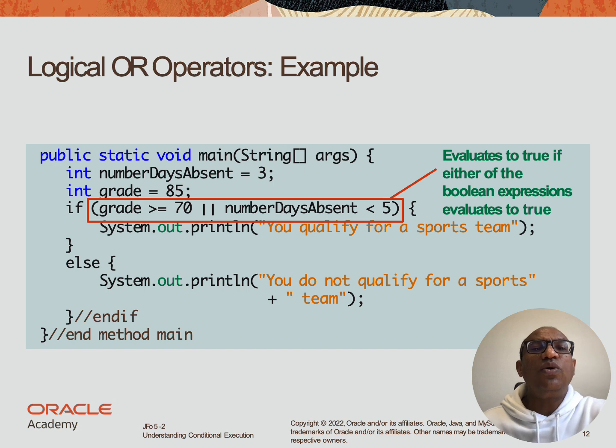In this example, the OR operator triggers qualification as long as one of the conditions is true. This example illustrates using the logical OR operator. In this example, you qualify for a sports team. It is displayed even if only one of the conditions is true. That is, the grade must be greater than or equal to 70 or the number of days absent must be less than 5.